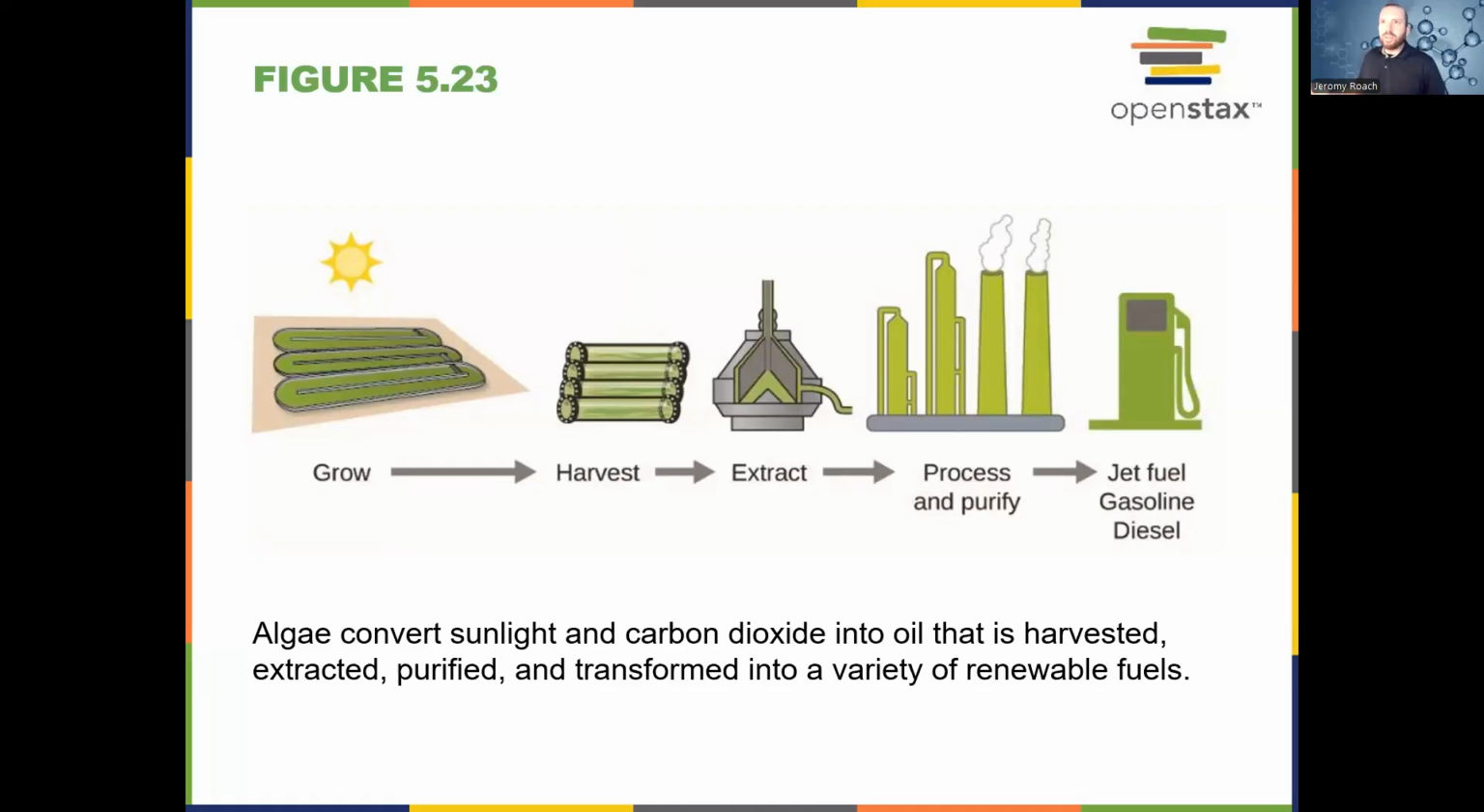This is a diagram showing the combustion of glucose. So this has to do with cellular respiration. Algae convert sunlight and carbon dioxide into an oil that eventually gets harvested, extracted, and purified, and then transformed into a variety of different renewable fuels that we can use.